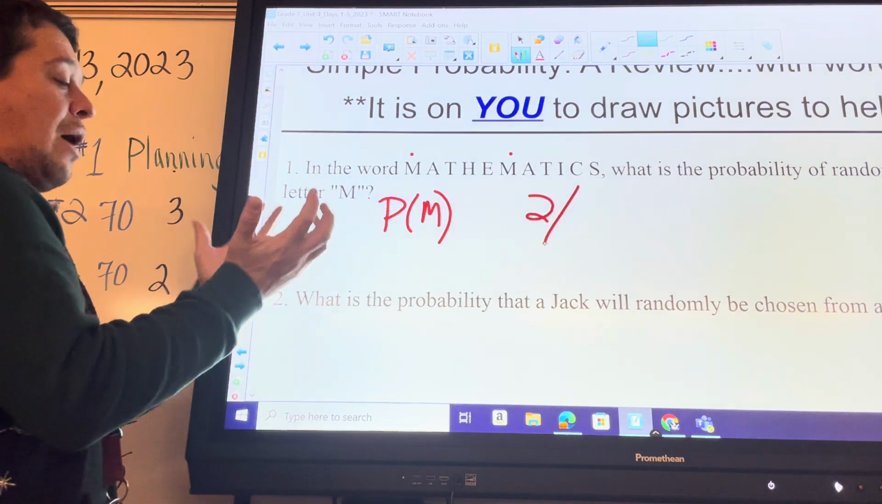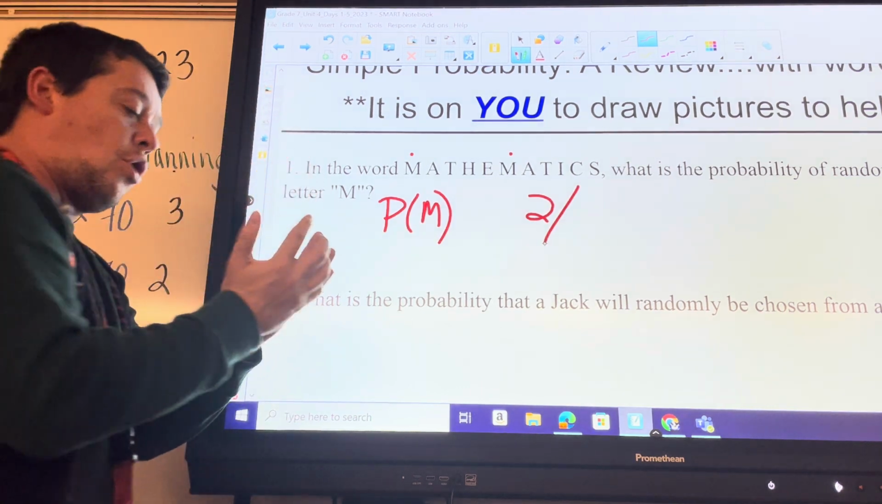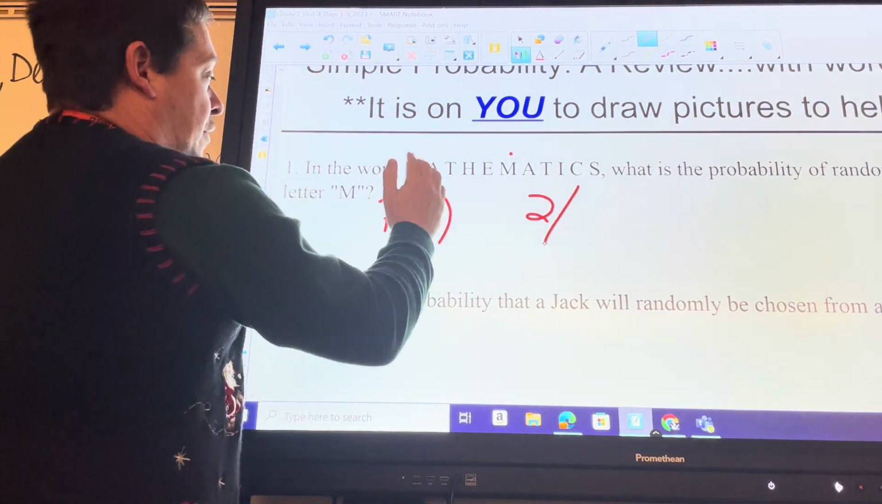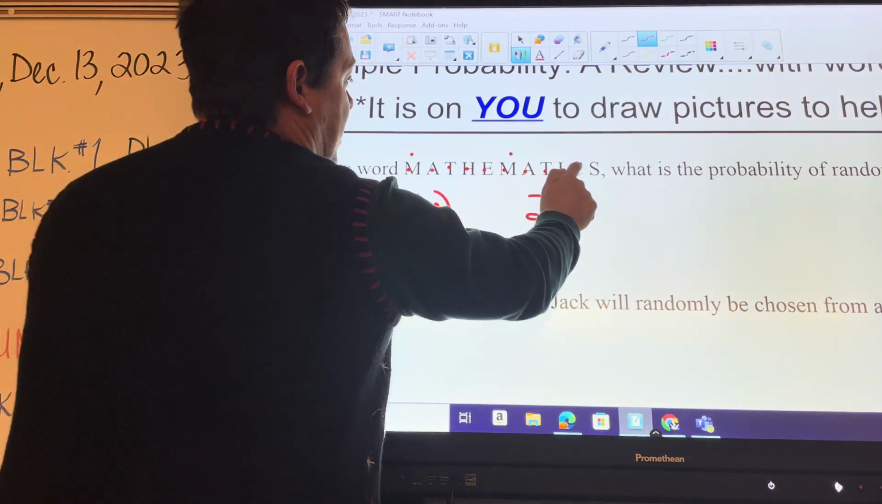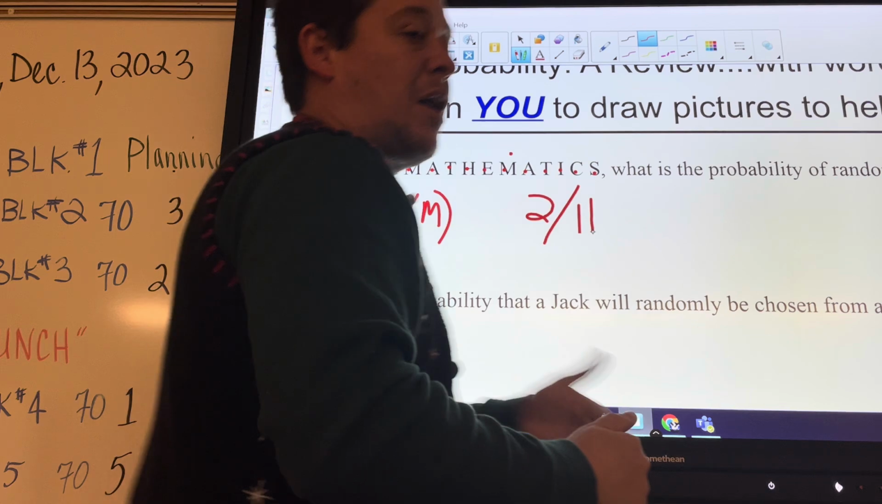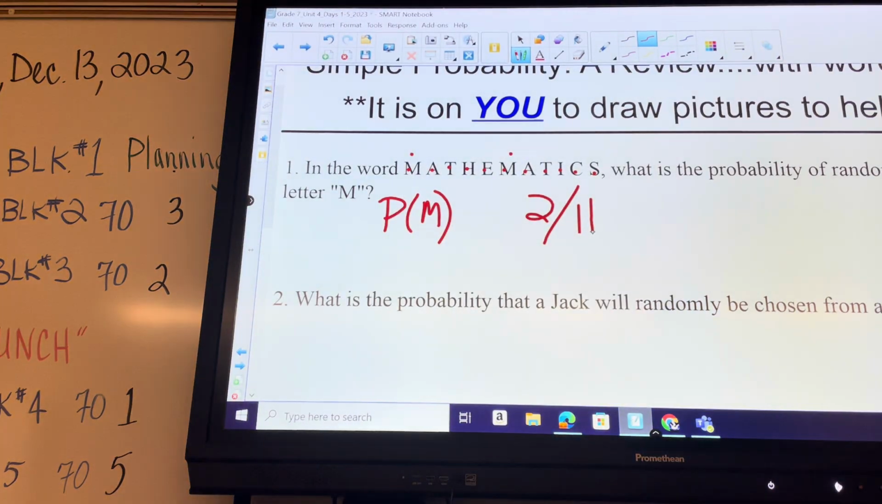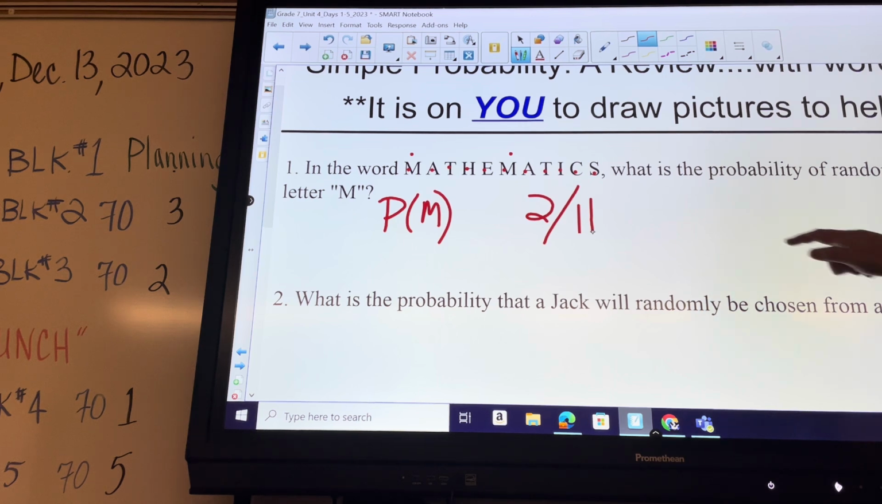To see what the outcomes or sample space or the total, the denominator is, I have to count everything. 1, 2, 3, 4, 5, 6, 7, 8, 9, 10, 11. So it's 2 out of 11. I would then put 2 over 11 in my Desmos to see if it simplifies. It does not. But as a decimal, it's 0.18, which is about 18%.